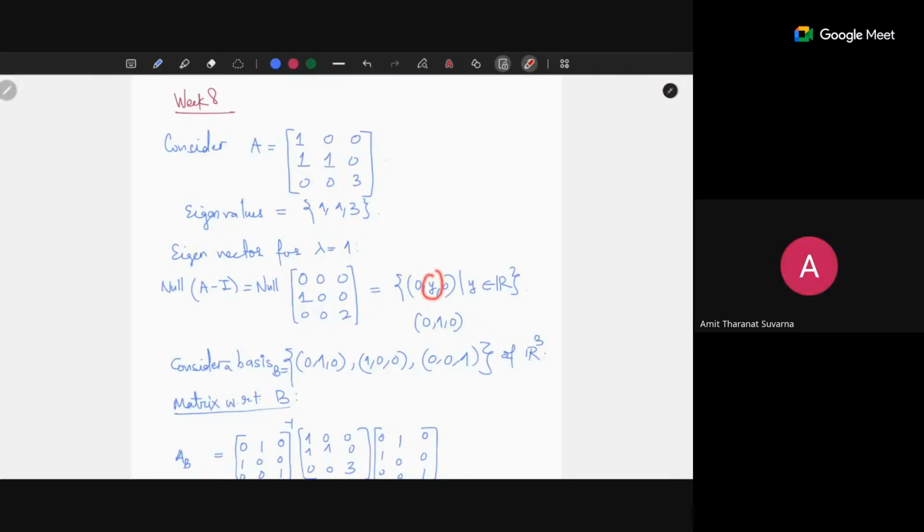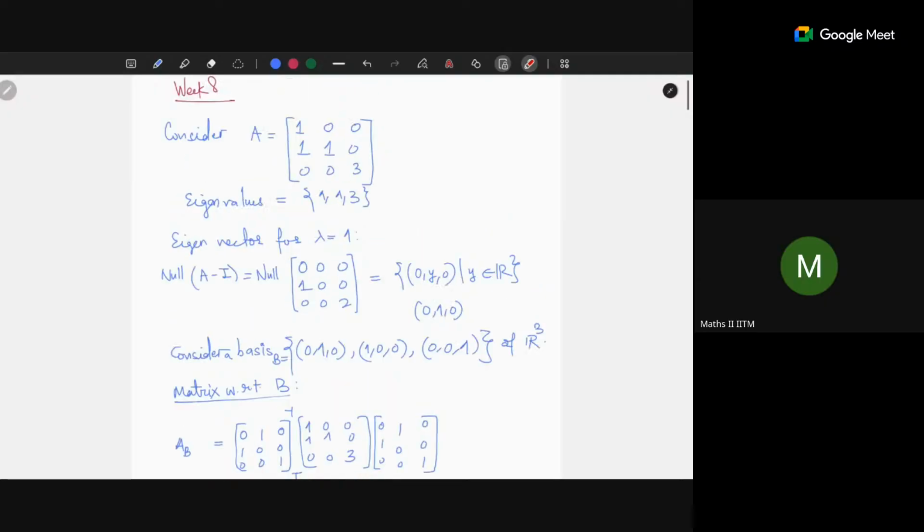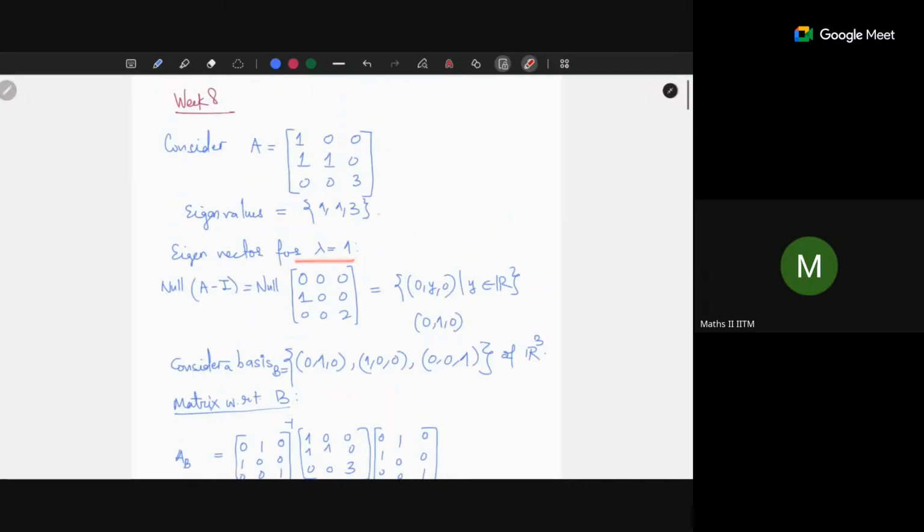So x is equal to 0, and y can be anything. So y is the independent variable, so the nullity is 1, and the basis will be (0, 1, 0). Now we have obtained one basis vector for lambda equal to 1.